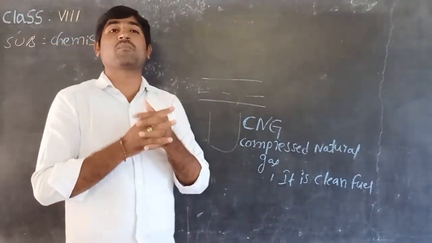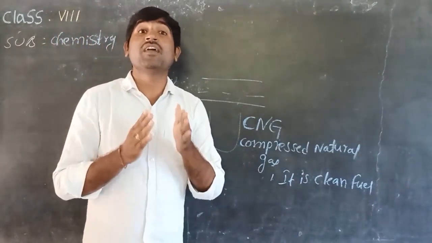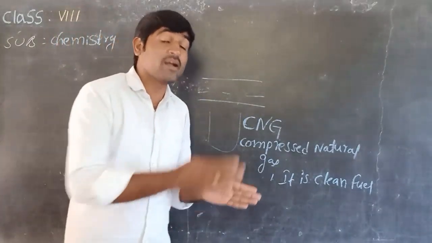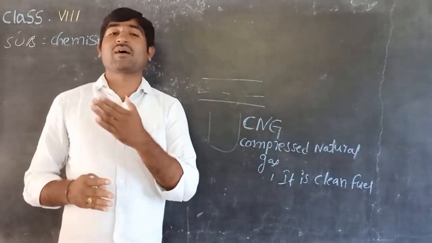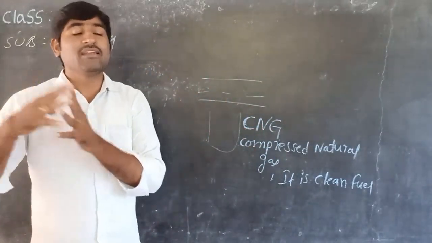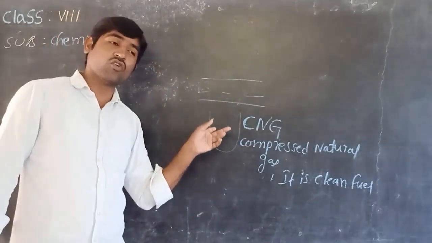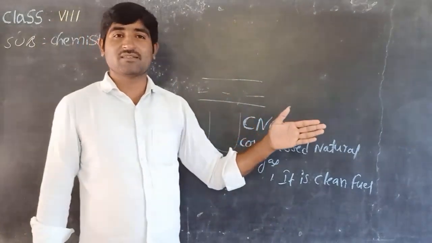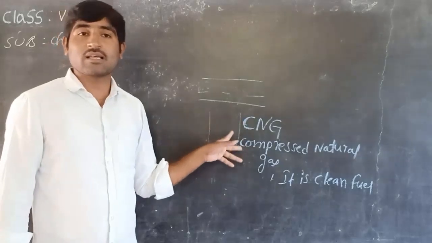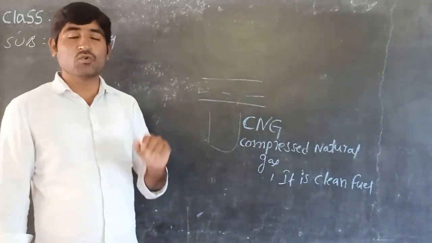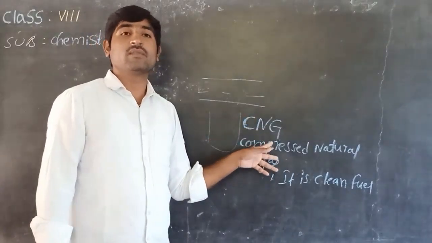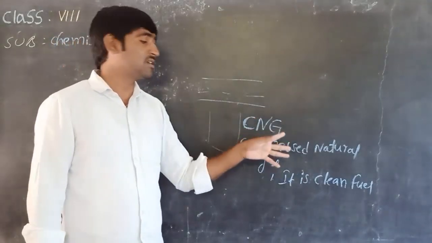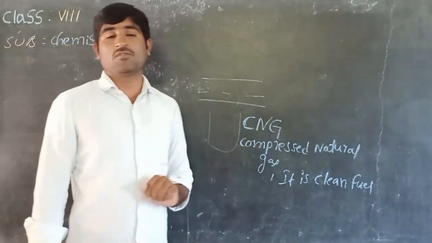It is directly used for burning in the home and industry, where it is supplied through pipes. No need to store it in a cylinder. It is supplied directly through the pipes, and we can use it directly for burning to cook food or anything else. This kind of network is available in Gujarat and some parts of Delhi, where CNG is supplied to homes through pipes directly, and they burn the gas for cooking food.